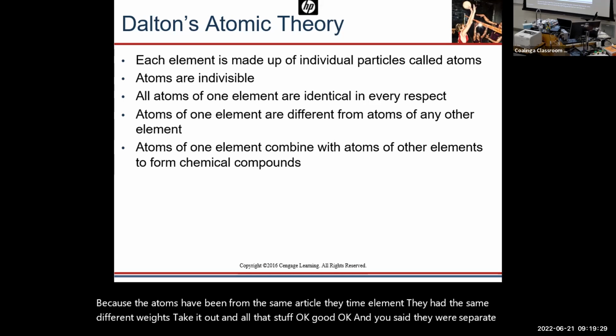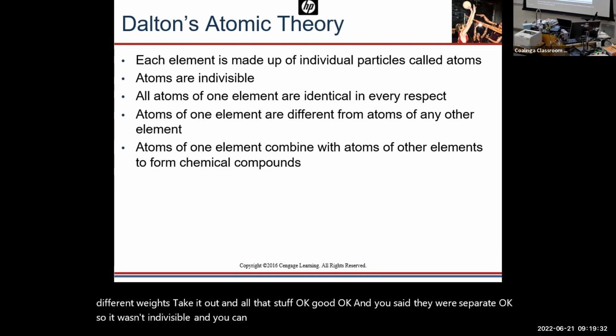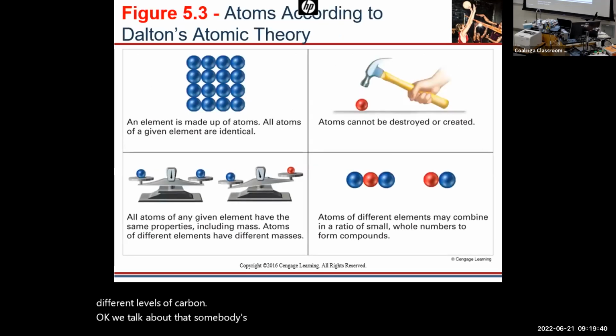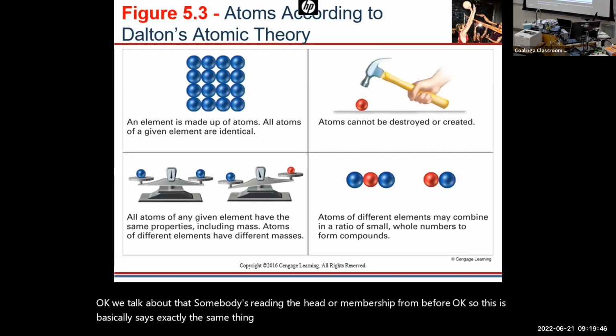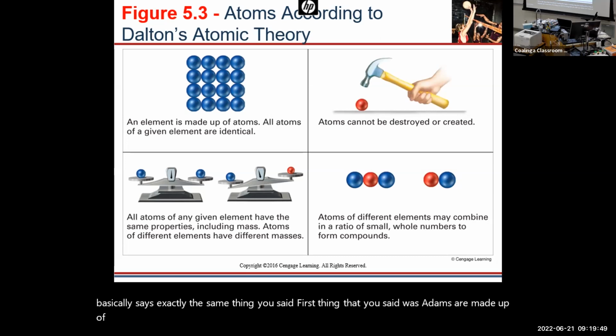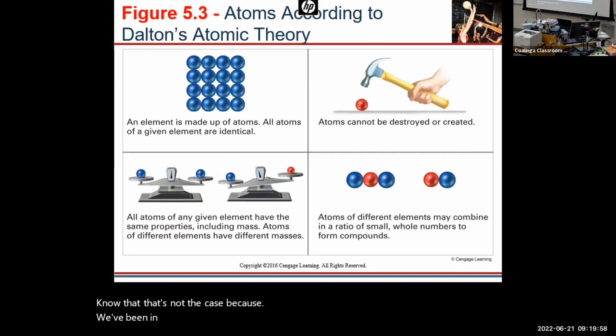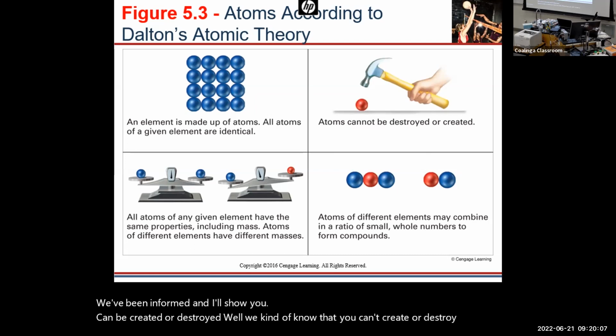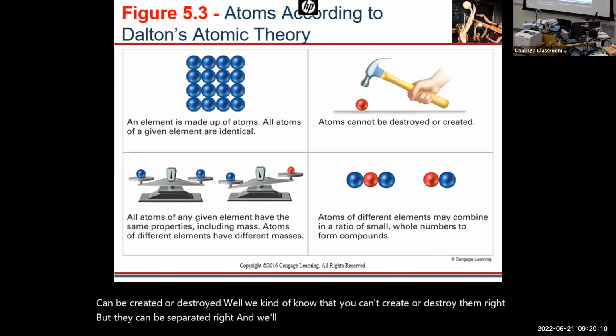So it wasn't indivisible, and you could have, from the same element, carbon, different weights of carbon. Okay, so we'll talk about that. Somebody's reading ahead or remembers chemistry from before. Okay, so this just basically says exactly the same thing he said. First thing that he said was atoms are made up of elements, and all atoms of a given element are identical. Well, we know that that's not the case, and I'll show you why. Atoms can't be created or destroyed. Well, we kind of know that you can't create or destroy them, right? But they can be separated, and we'll talk about that in a second.